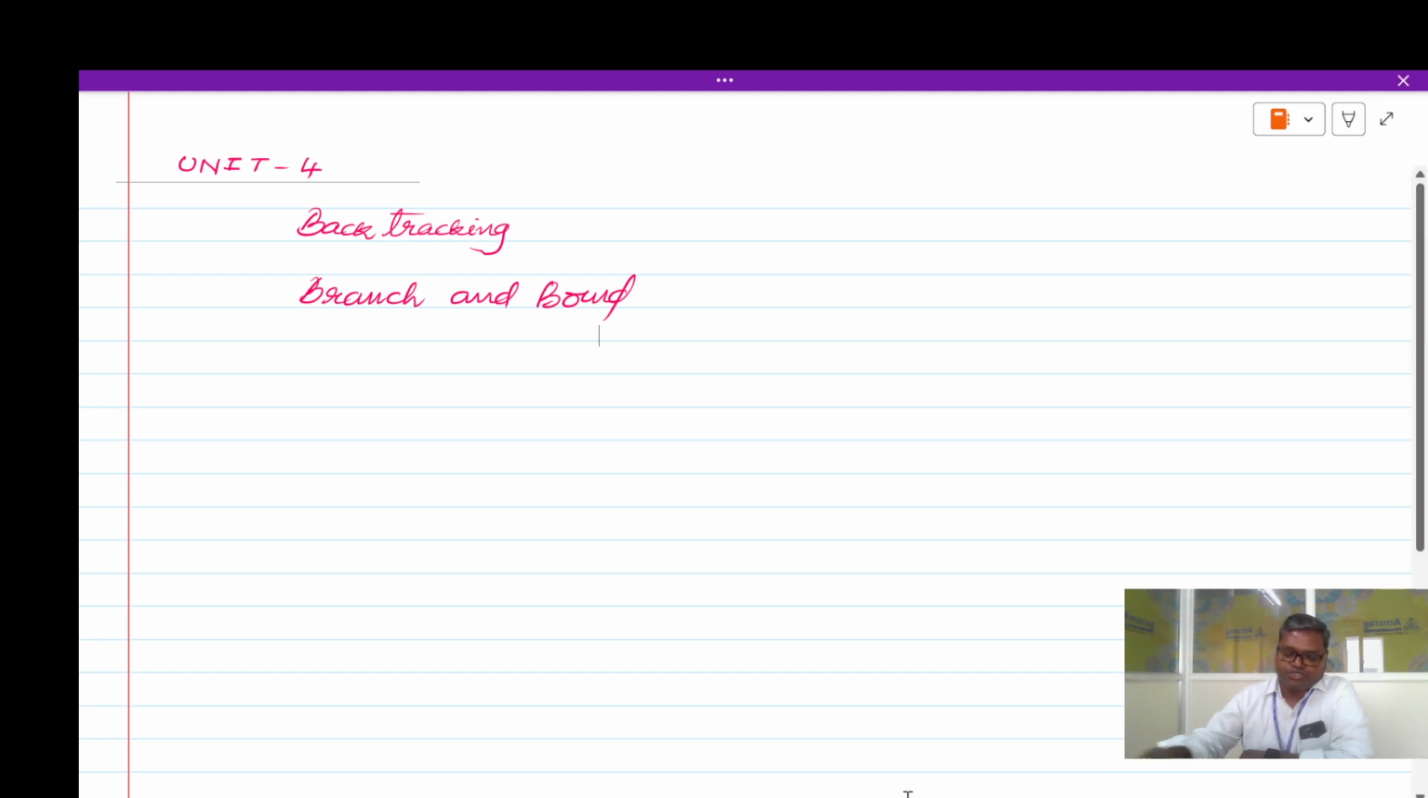Today we are going to see about Unit 4 Introduction. In Unit 4 we have two methods, two strategies. One is backtracking, another one is branch and bound. Before I go further with this introduction to backtracking, let me recollect and remind you what are the different strategies we have applied so far.